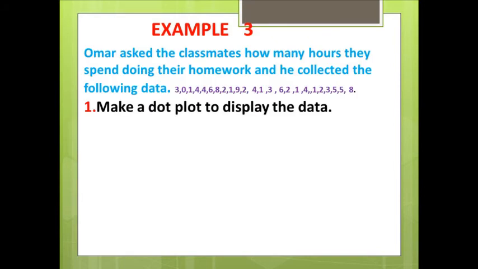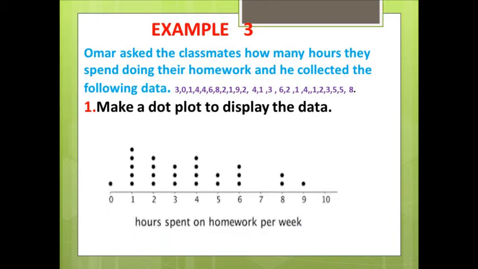Example number 3. Omar asked the classmates how many hours they spent doing their homework, and he collected the following data displayed there. Make a dot plot to display the data. You can see in our dot plot there the number of hours, how they are displayed and analyzed. You are able to tell how many hours each person took.